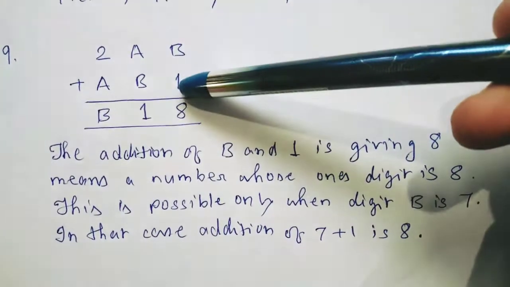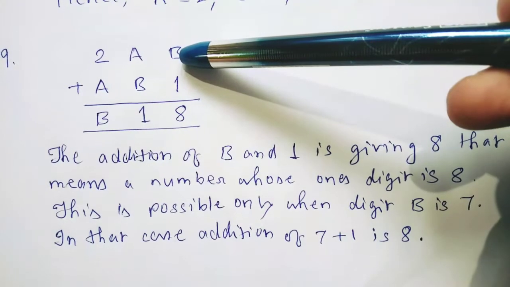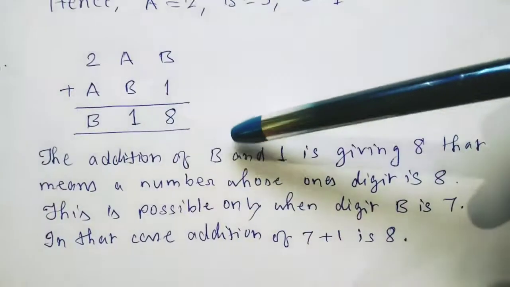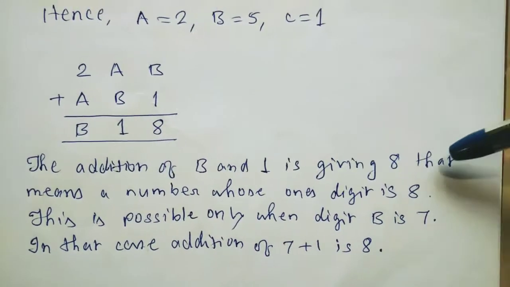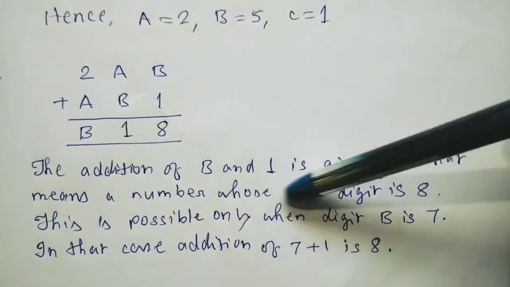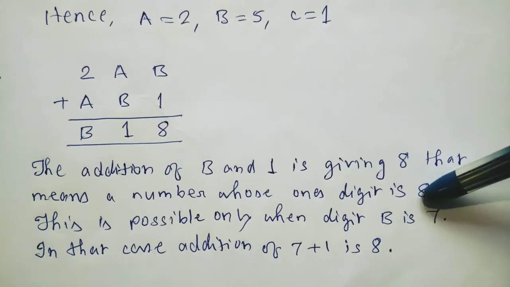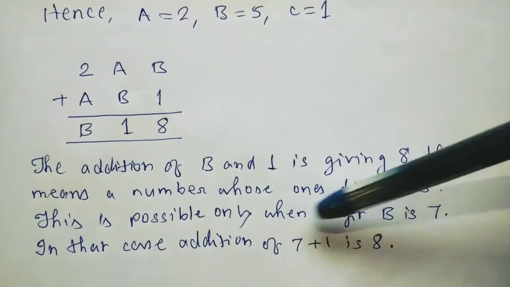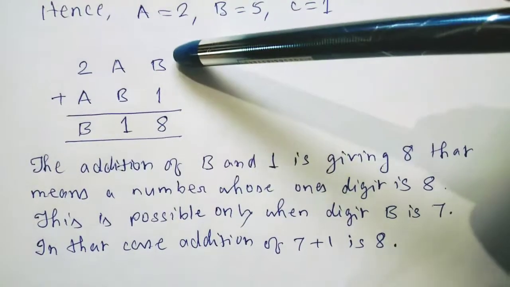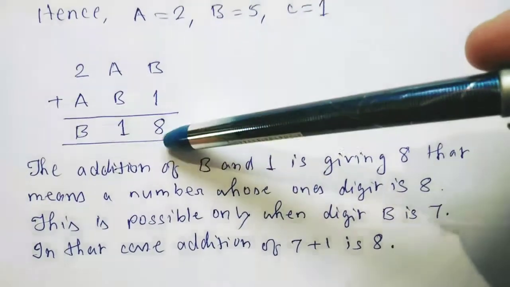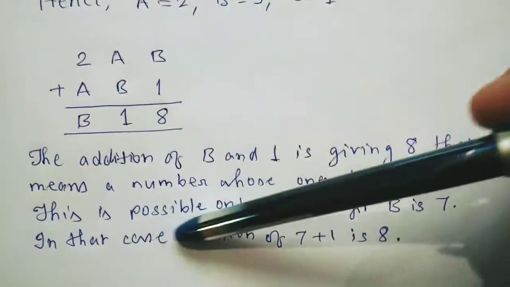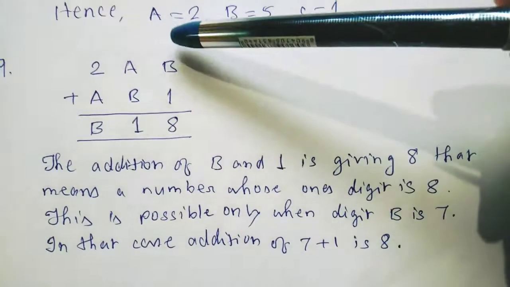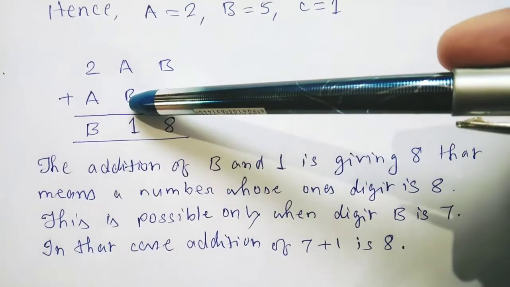Here you can see B plus 1. What you put here in the place of B, that means it will be 8 in the ones place. So addition of B and 1 is giving 8. That means a number whose ones digit is 8. So what will you put here so that the ones digit will be 8? This is possible only when digit B is 7. If you put here 7, 7 plus 1 will be 8. So we got the value of B is 7. Very nice. So here also we can put the value of B 7.